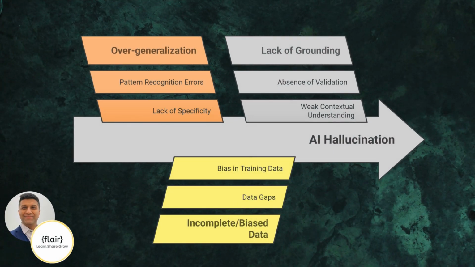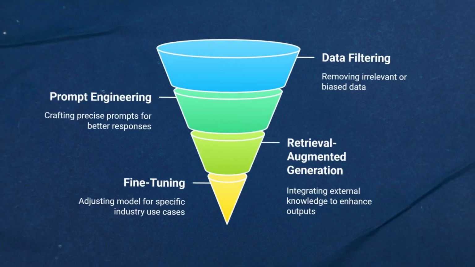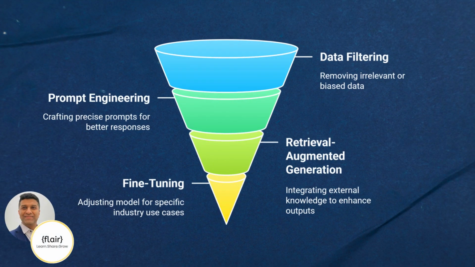One major challenge in AI is hallucination, where models generate false or misleading information. This happens due to overgeneralization, AI making predictions based on incomplete or biased data, and lack of grounding, models trained without strict validation mechanisms. Mitigating hallucination requires better data filtering, retrieval augmented generation, and fine-tuning strategies.